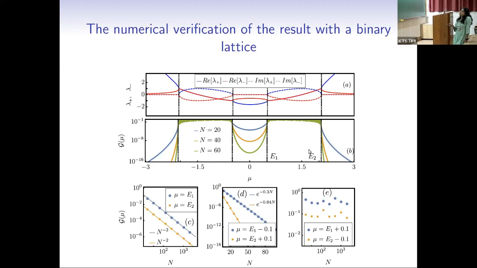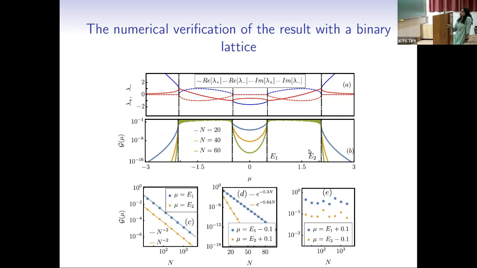So this is the numerical verification of the result with a binary lattice. Here we have q equal to 2, so we have 4 band edges. These vertical lines correspond to those band edges. The first plot is the plot of the eigenvalues of the transfer matrix. The solid lines are the real part and the dotted lines are the imaginary part of the transfer matrix eigenvalues. We can see that outside the band edges, the imaginary parts are 0.